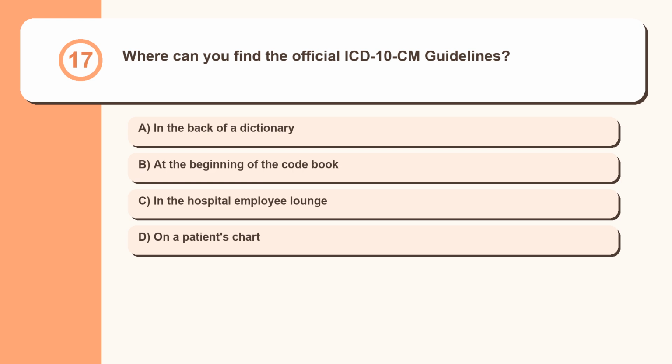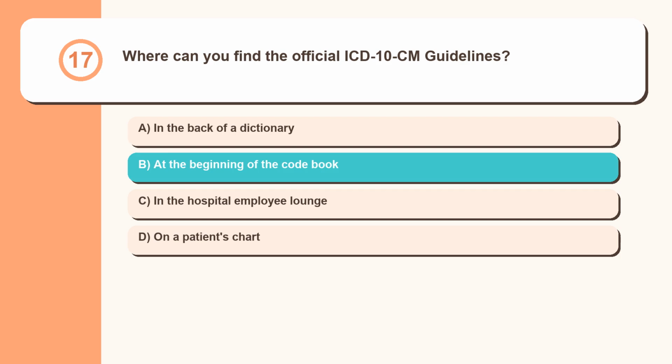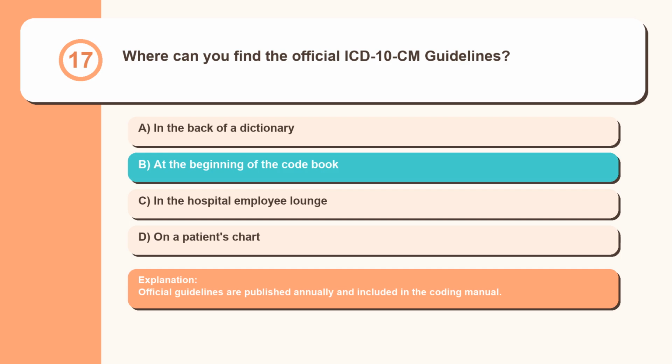Question 17. Where can you find the official ICD-10-CM guidelines? In the back of a dictionary, at the beginning of the codebook, in the hospital employee lounge, on a patient's chart. Official guidelines are published annually and included in the coding manual.